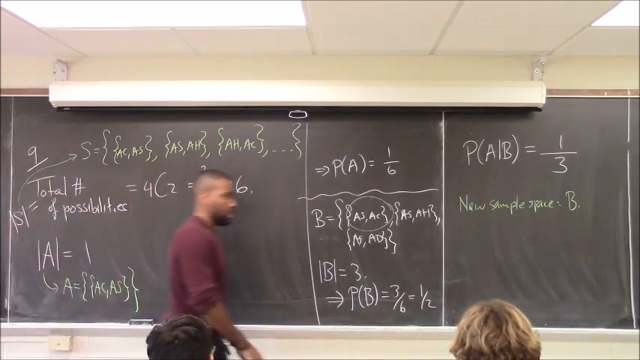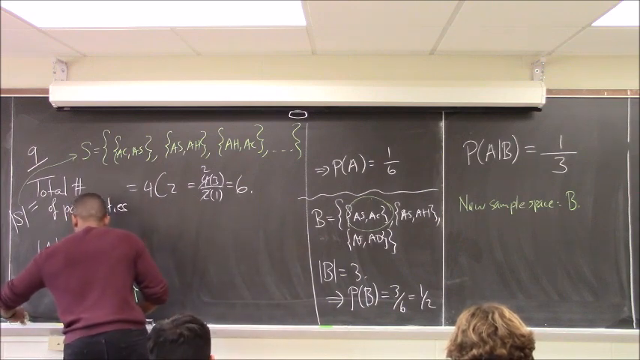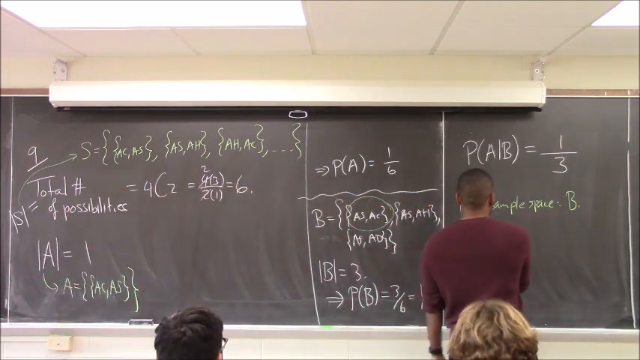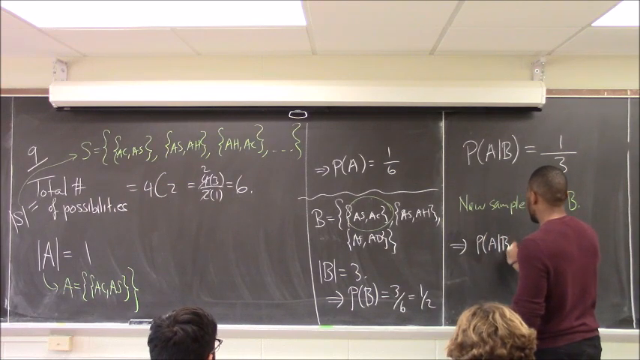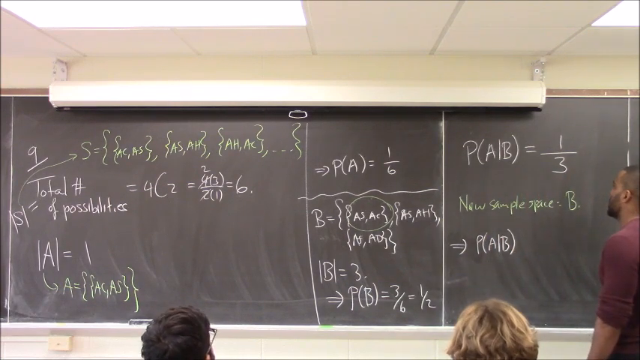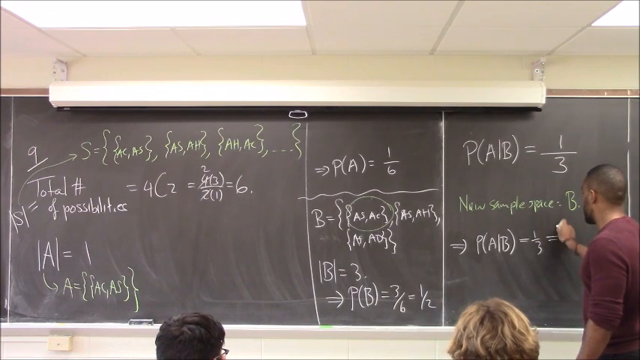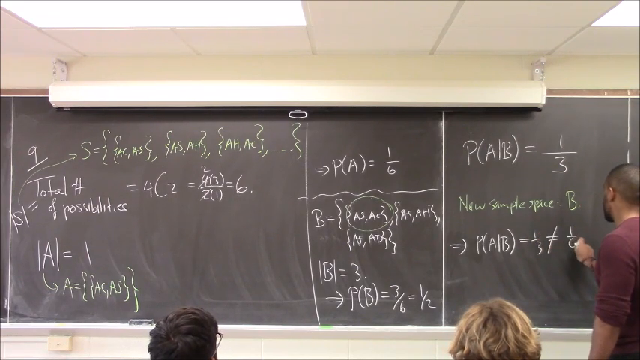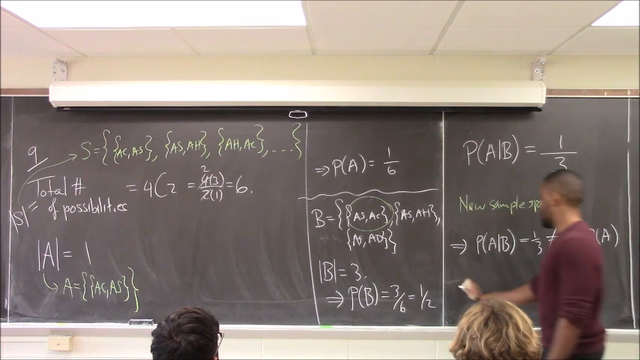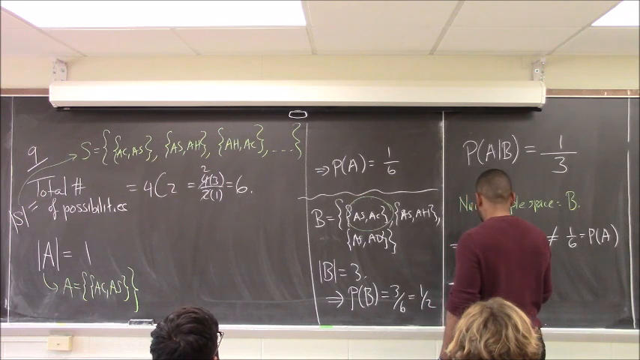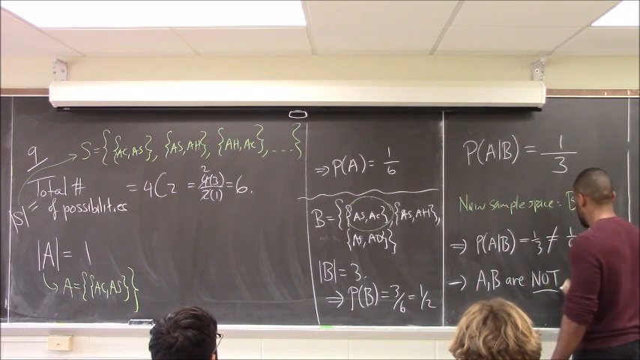So, finally, the probability of A given B is, of course, 1/3, which is not equal to 1/6, which is the probability of A. This means A, B are not independent.